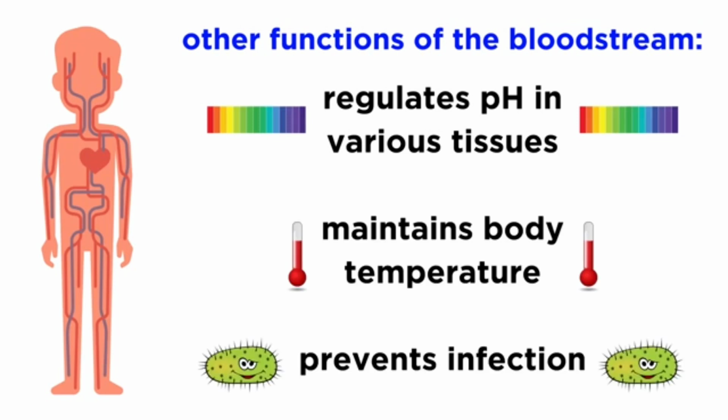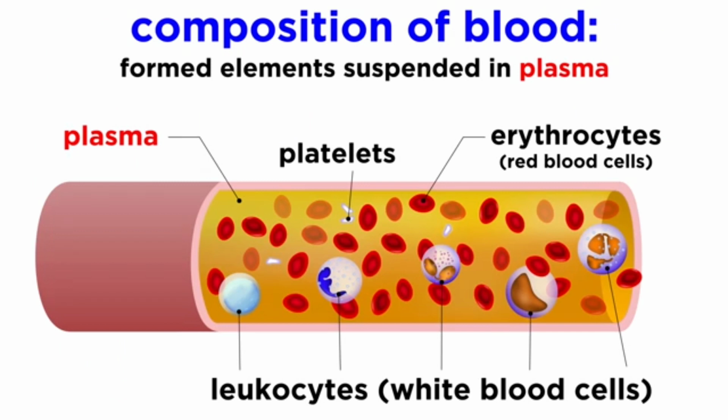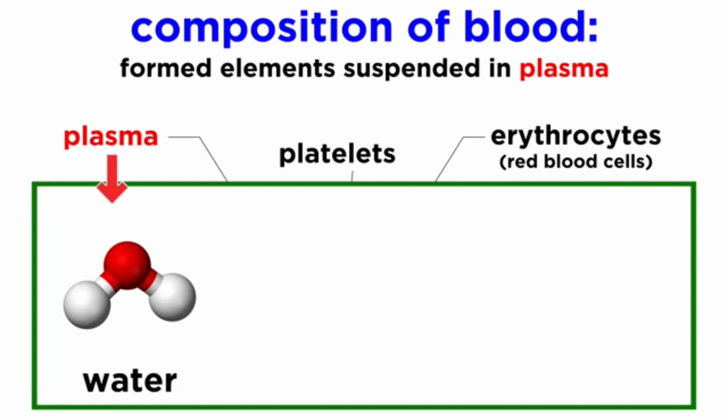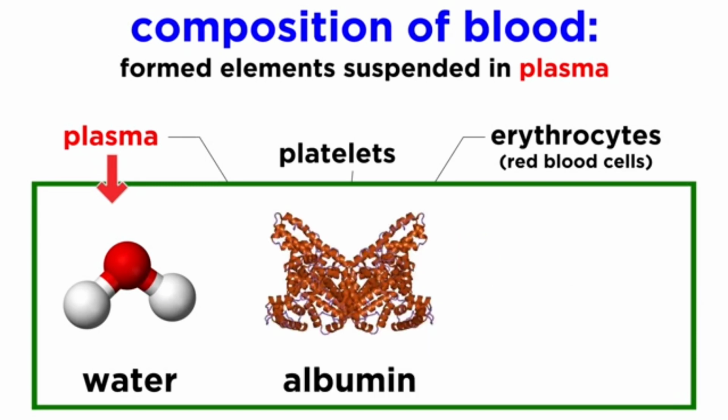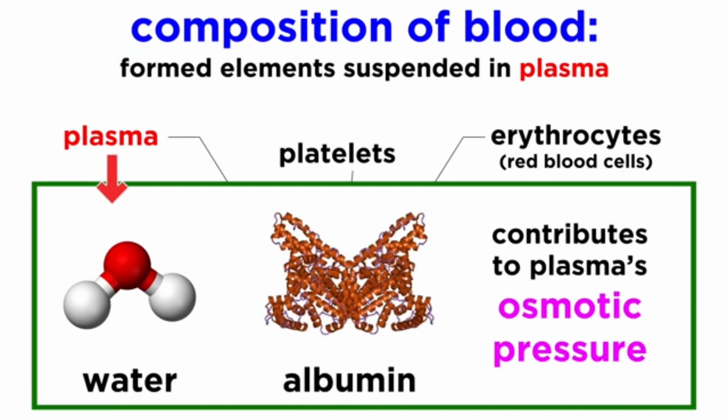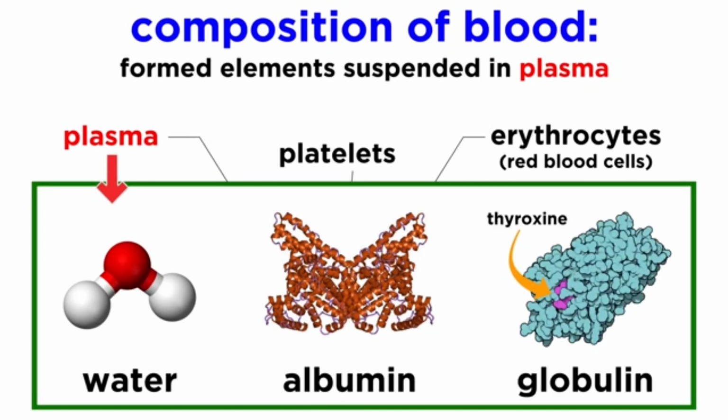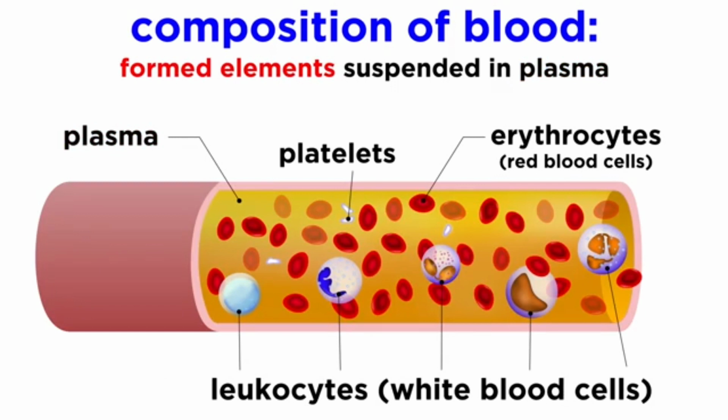Let's discuss the components of blood, beginning with plasma, which is the sticky fluid made mostly of water, but also containing a variety of proteins, nutrients, ions, gases, and hormones. The most abundant plasma protein is called albumin, which significantly contributes to plasma's osmotic pressure, and it is followed by a variety of globulins, which bind certain molecules for transport. Moving on to the formed elements, these are erythrocytes, or red blood cells, leukocytes, or white blood cells, and platelets.